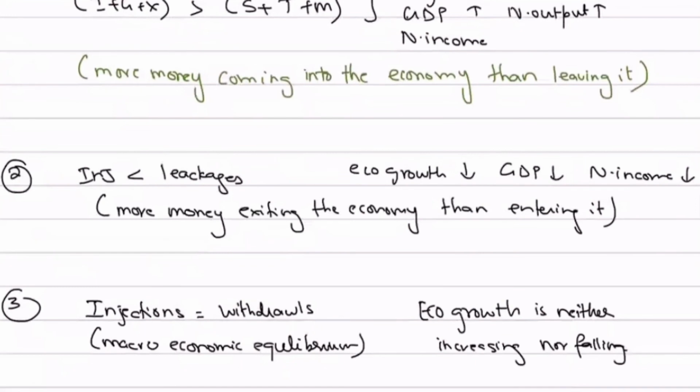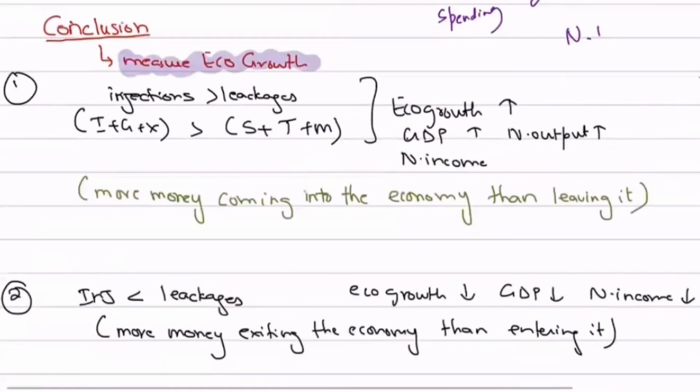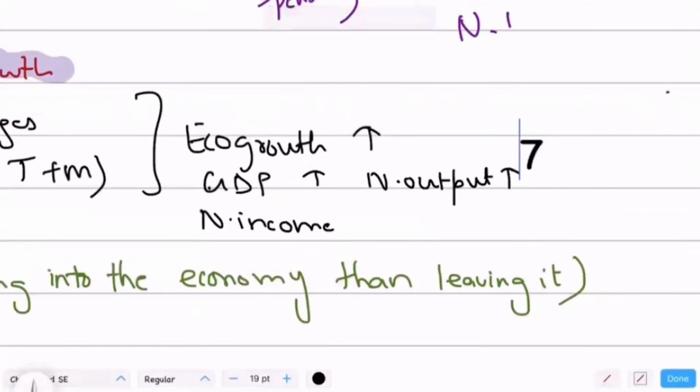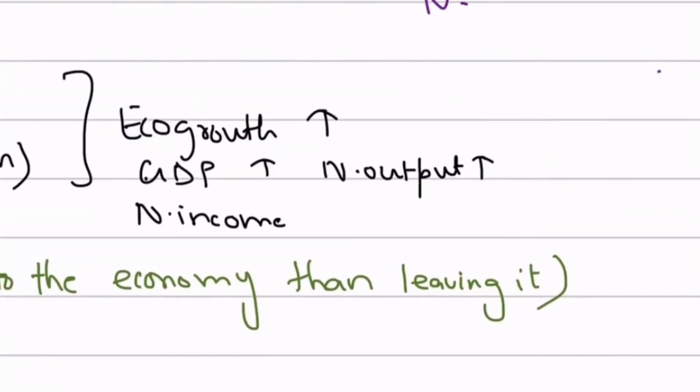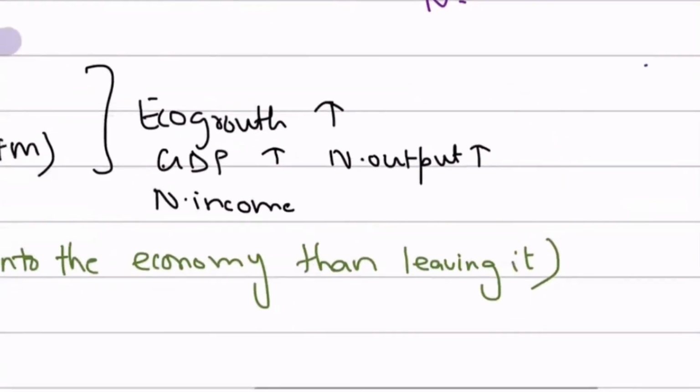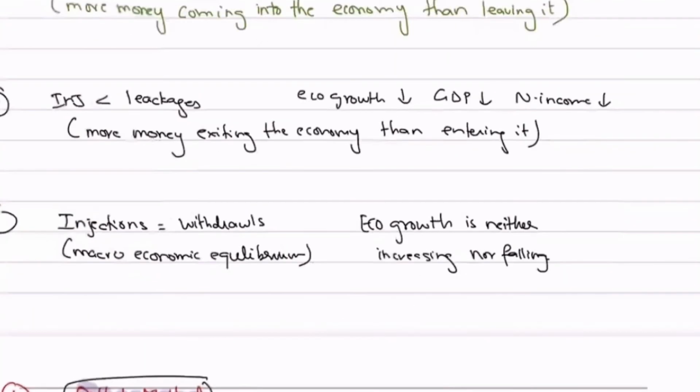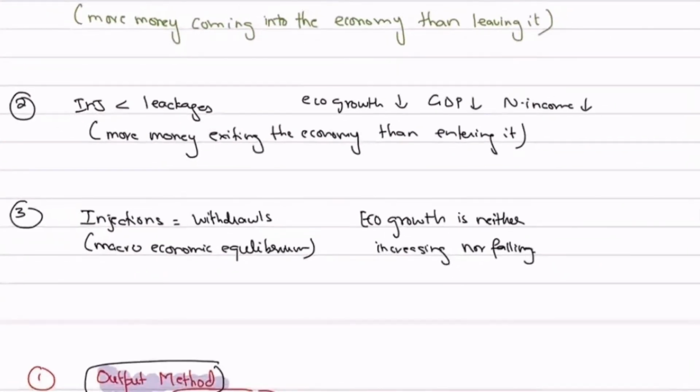If your leakages exceed your injections, if injections are less than leakages, it means that more money is going out than coming in. The economic growth will fall, GDP will fall, national income will fall. By the way, what will be happening to aggregate demand over here? If I ask you this question, what is basically happening to aggregate demand at this point? Aggregate demand will rise because GDP rises, so definitely aggregate demand rises over here. And in point two, injections less than leakages, aggregate demand over here will fall. Simple answer.